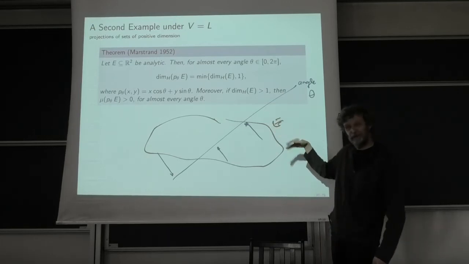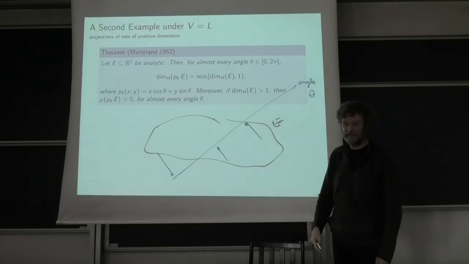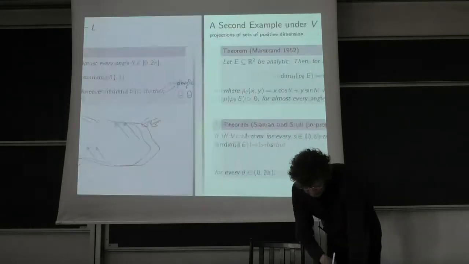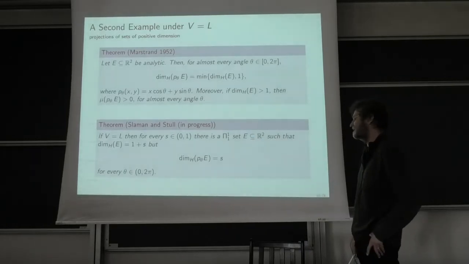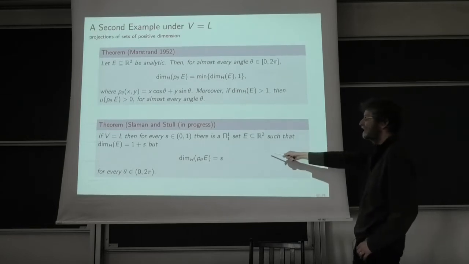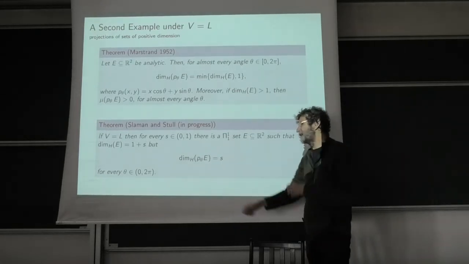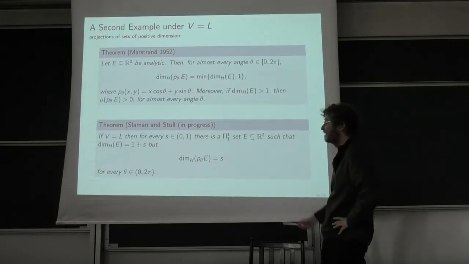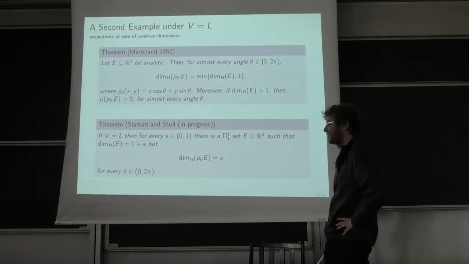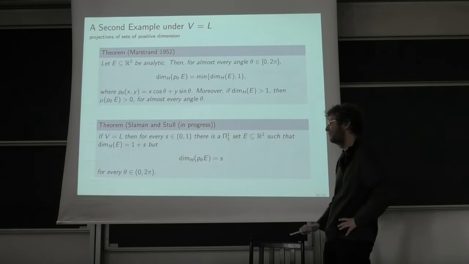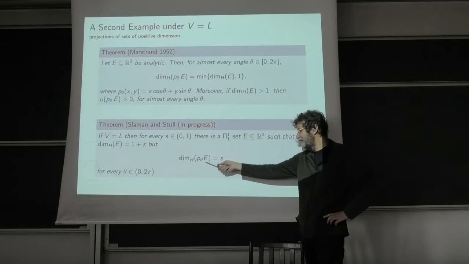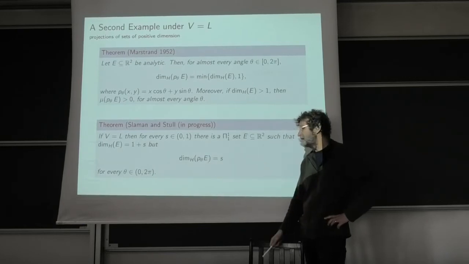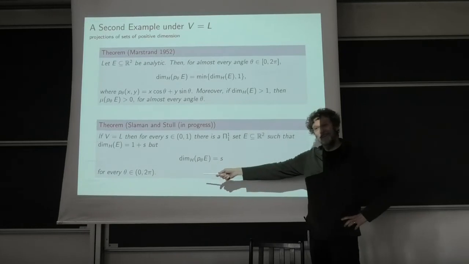It's big in every direction, except for a null set. Okay, so that's Marstrand's theorem. In joint work with Stuhl, we showed that for every S in the interval from 0 to 1, there is a Π¹₁ set such that the dimension of the Π¹₁ set is 1 plus S, so it's a bit bigger than 1, but the dimension onto the line with angle theta is equal to S for every angle.